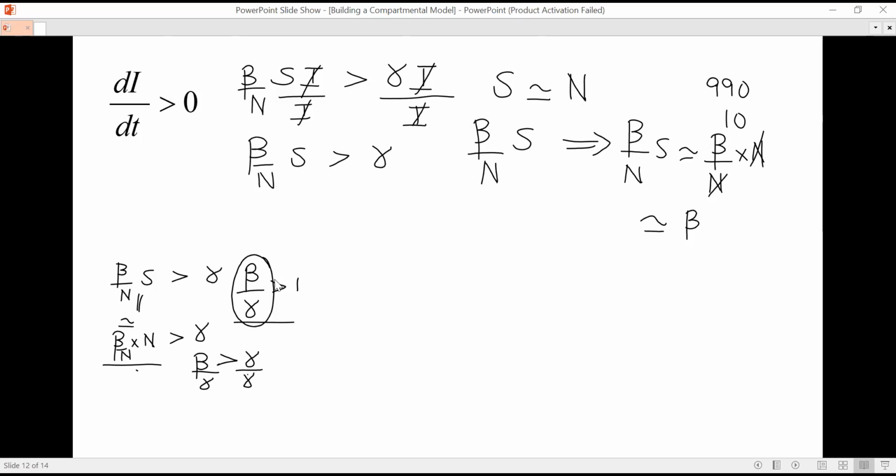When you compare S to N at the beginning, we can have S substituted by N, and then we cancel out the N. In the beginning, this S is close to N, so we cancel out the N's and we have beta greater than gamma. Then we divide both sides by gamma. Here we get gamma over gamma equal to 1, and here we get beta over gamma. And that is the basic reproductive number formula.